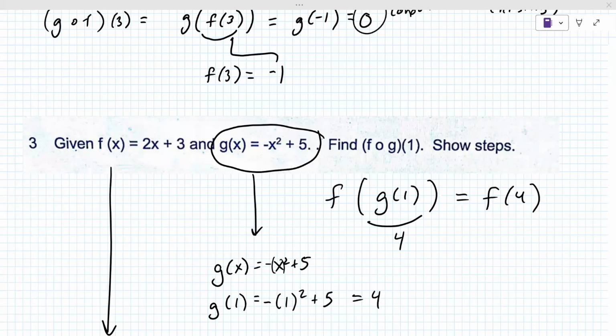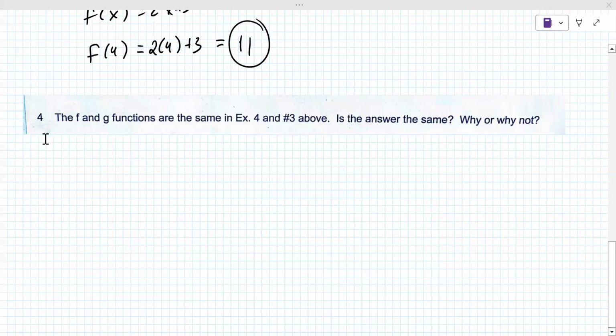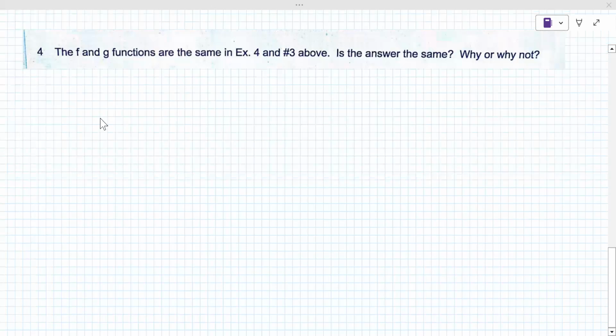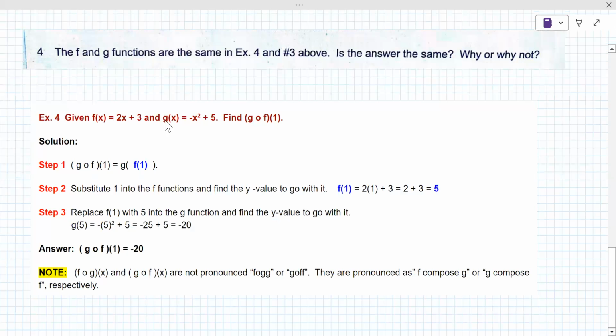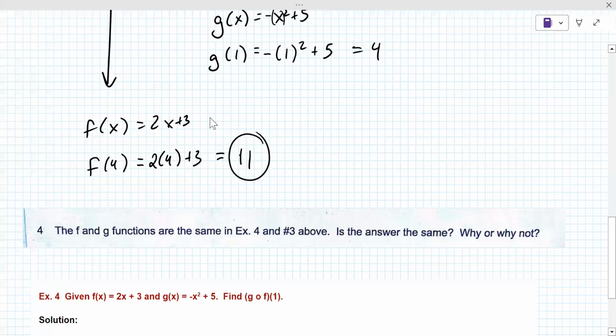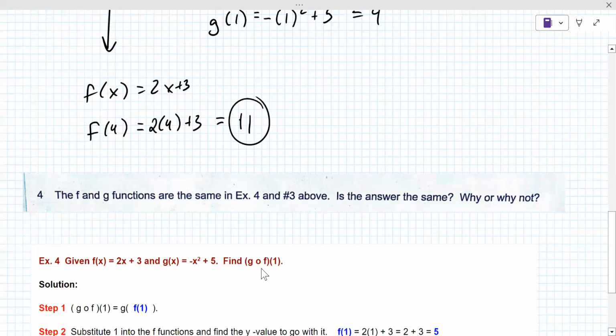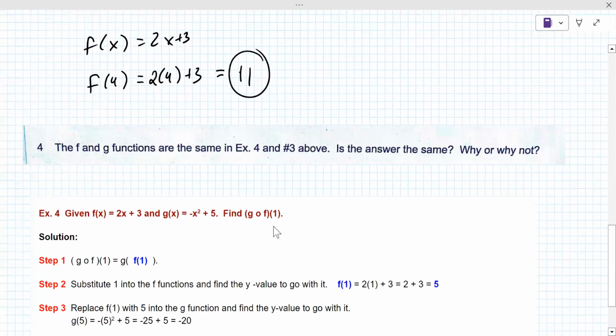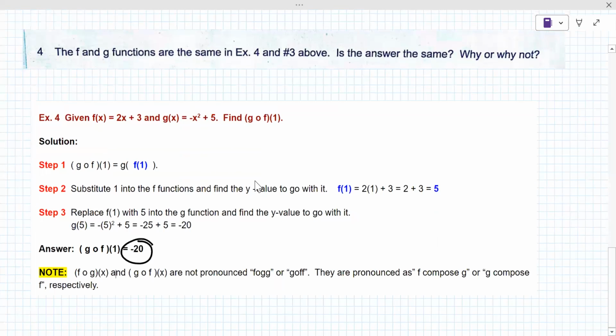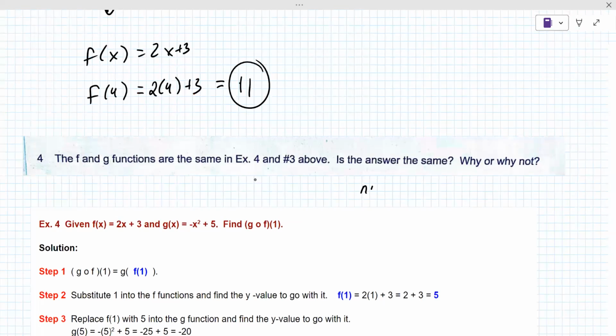All right, so I found example 4. Yes, okay, so let me snip that in. This will make more sense now that I've snipped it in. What they're saying here is that in example 4, it's 2x plus 3, and in g of x, it's minus x squared plus 5. These are the same as these two functions in your problem, but notice it's f bubble g of 1, and in this problem it's g bubble f of 1. And the answer is not the same. You're comparing this minus 20 to your answer of 11. They are not the same.